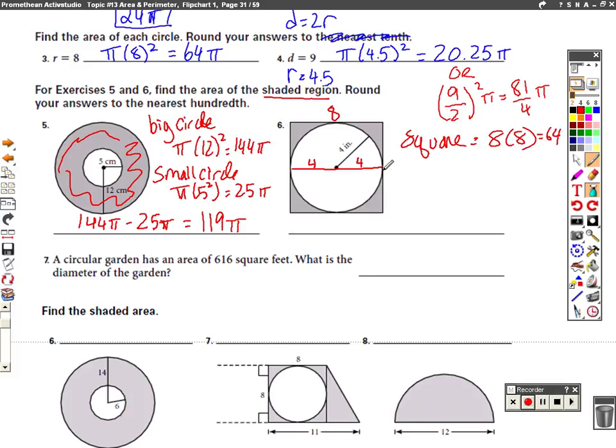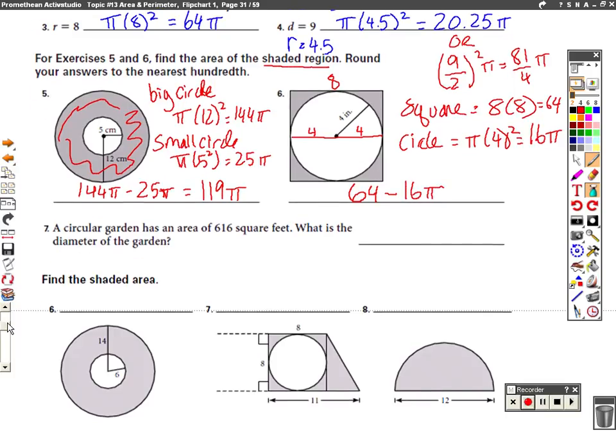Okay, now I also need the area of my circle, the white area in here that we're missing, and we want to subtract it away. So we've got pi times my radius, that's 4 squared. 4 squared is 16, so we've got 16 pi. Now we're going to leave our answers in terms of pi, so I'm just going to take that square, 64, minus that circle, 16 pi.